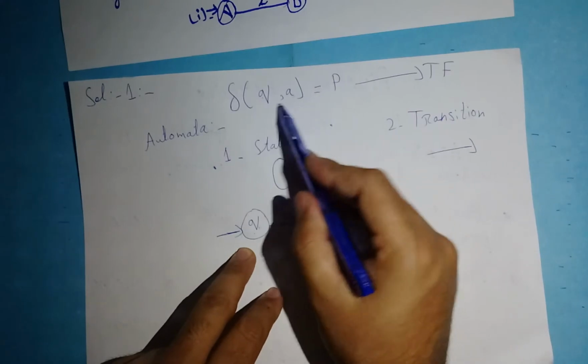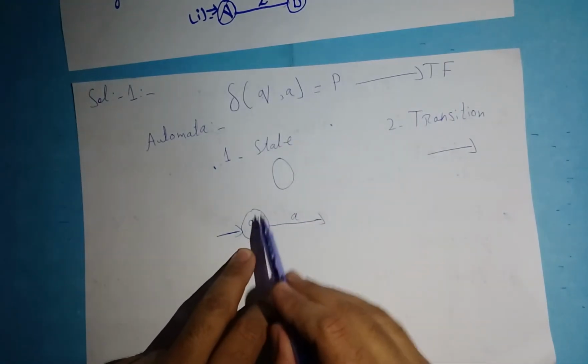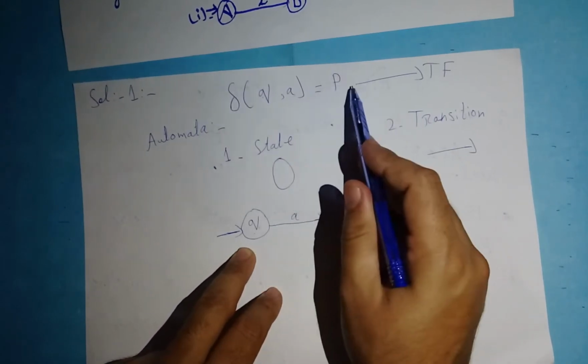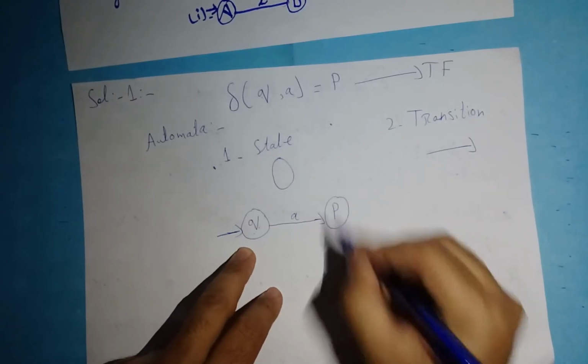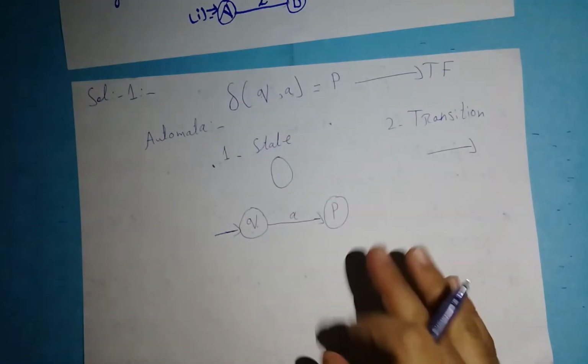Now if you see, it is equal to p, so it means when I was on state q and I took the input a, I reach state p. So now I made the automata of that transition function.